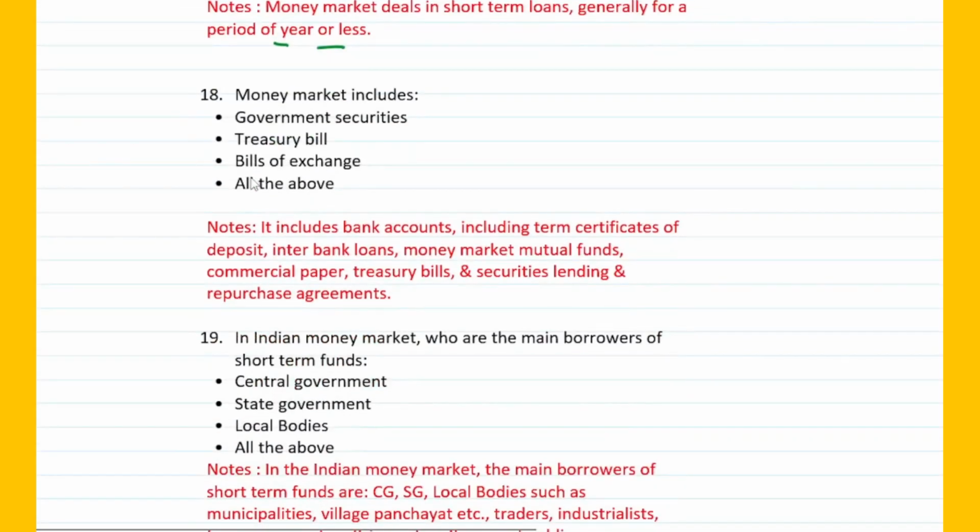Okay, then we come to what the money market includes. The short-term loans that we spoke about, what all does it include? Basically, it includes bank accounts, including term certificates of deposit, interbank loans, money market mutual funds, commercial paper, treasury bills, securities lending, and repurchase agreement. So if you look at the options, government securities, treasury bills, bills of exchange, these are something we have already discussed. Hence our correct option should be option number D, right?